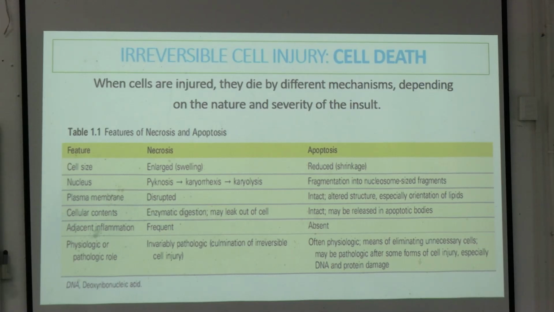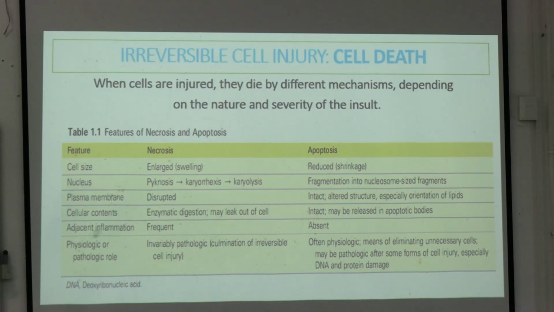So let's come to necrosis. First thing is that it is invariably pathological. It is the culmination of irreversible cell injury, right? In necrosis the plasma membrane, that is the cell membrane, is disrupted, so cellular contents leak out, which invites inflammatory cells. So it creates an atmosphere of inflammation and there is enzymatic digestion of the cells. Ultimately there is nuclear pyknosis, karyorrhexis, karyolysis. So in necrosis there is cell swelling, cell membrane damage, enzymatic digestion, and inflammation.